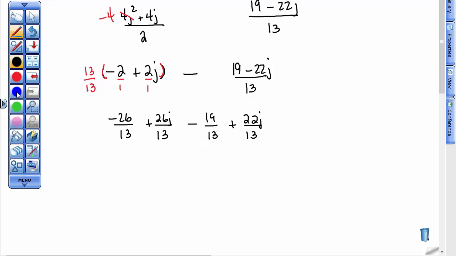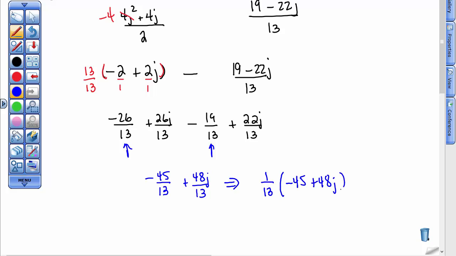Finally, I'm going to take these, which are like terms, a minus 26 and a minus 19 would be a minus 45 over 13. I'm just pausing to check that for a minute. Yeah, that looks right. And then 26j plus 22j would be 48j over 13. Again, either leave it like this, or maybe I'm pretty sure the author will probably pull out that 1/13 and write this as 45 plus 48j. I don't think that can be reduced.